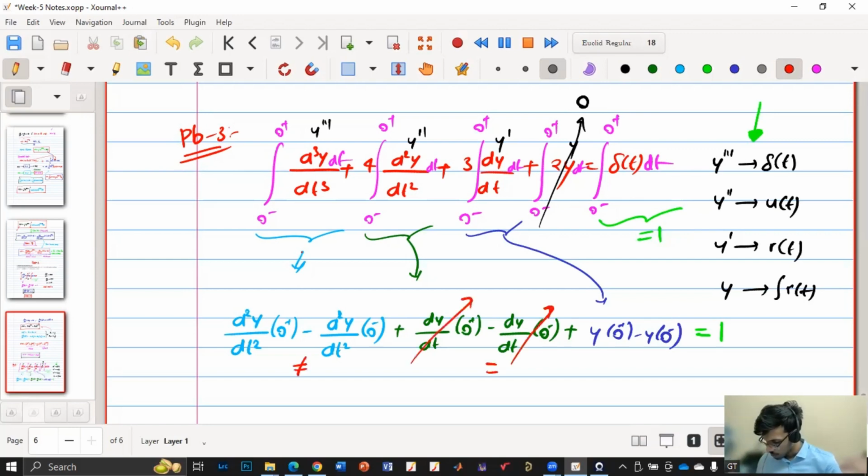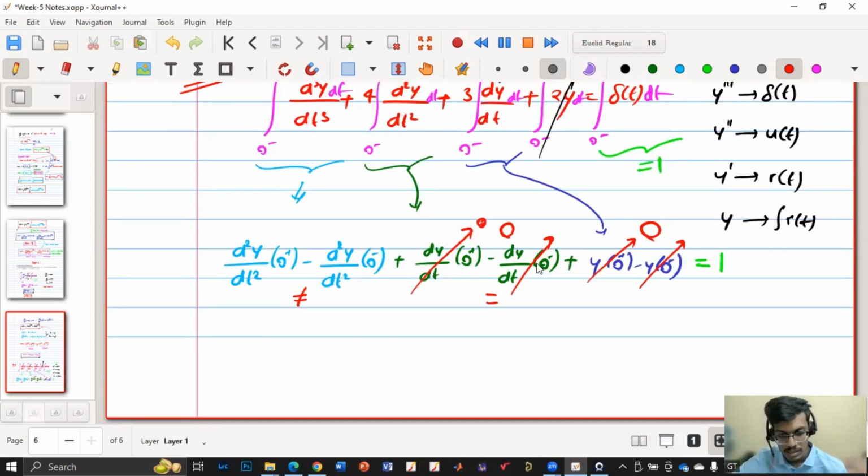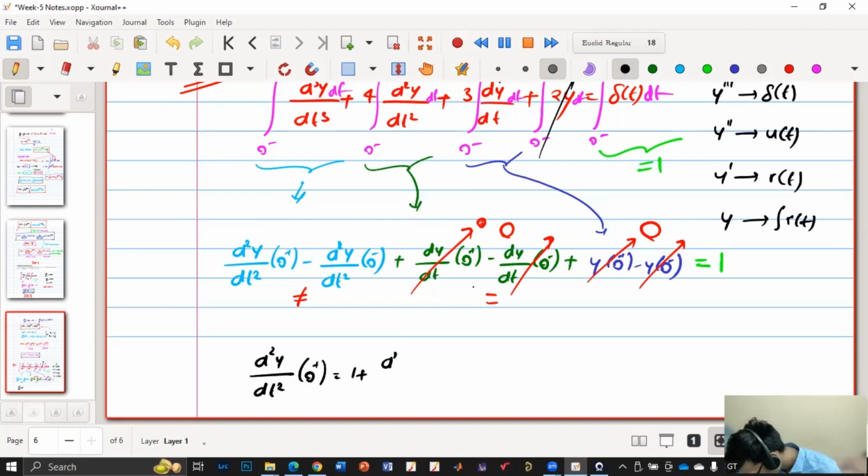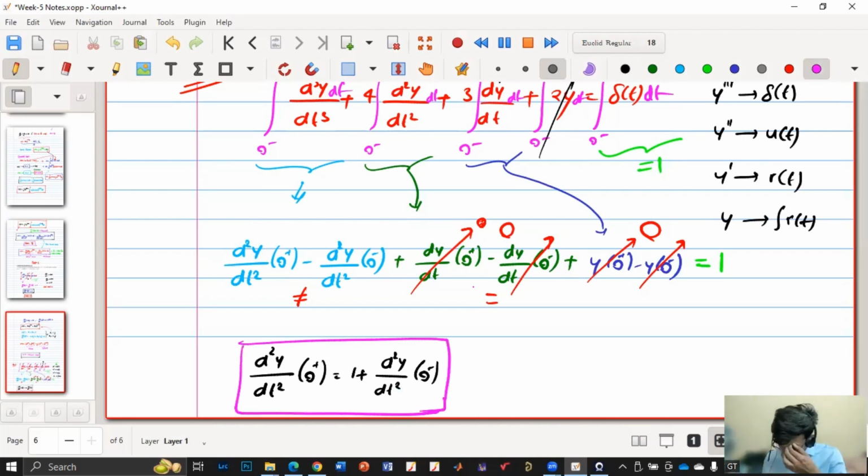And y of t is what? Integration of r of t, and that is also continuous. So this one will also be 0. This will get cancelled and the summation is 0, because dy by dt of 0 plus is equal to dy by dt of 0 minus. Now what will I be getting? I will be getting d2y by dt square of 0 plus is equal to 1 plus d2y by dt square of 0 minus. And so I got one 0 plus condition.